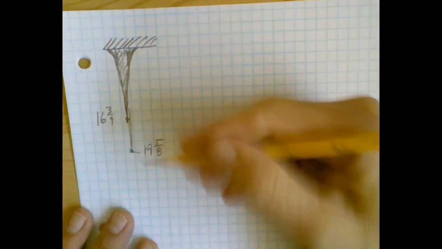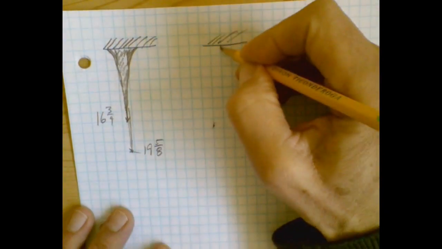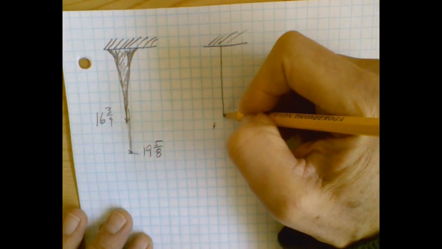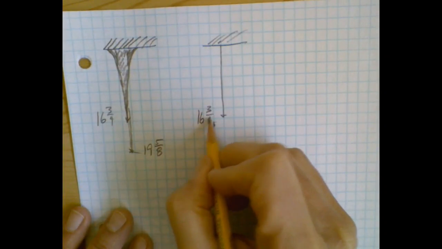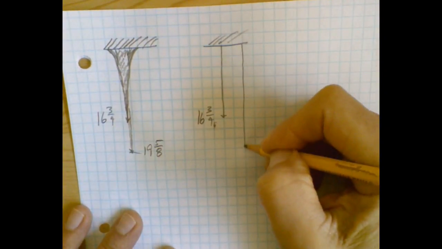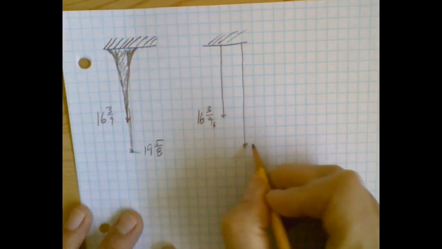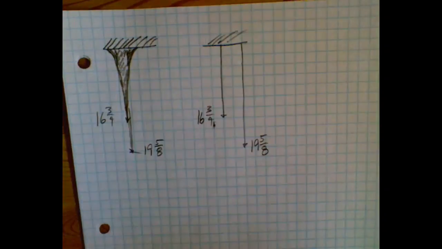I'm going to simplify my drawing here. So here's my gutter. Things started here. I'm just going to do a line to represent it. So it started here at 16 3/4 inches. It grew. And when she measured it again, it was 19 5/8 inches long. The question is, how much did it grow?